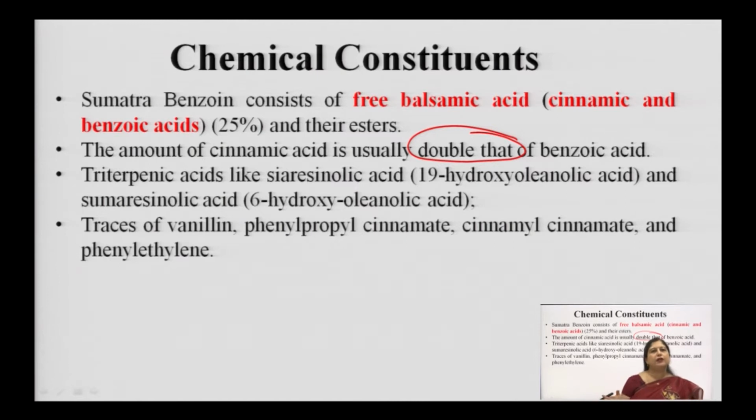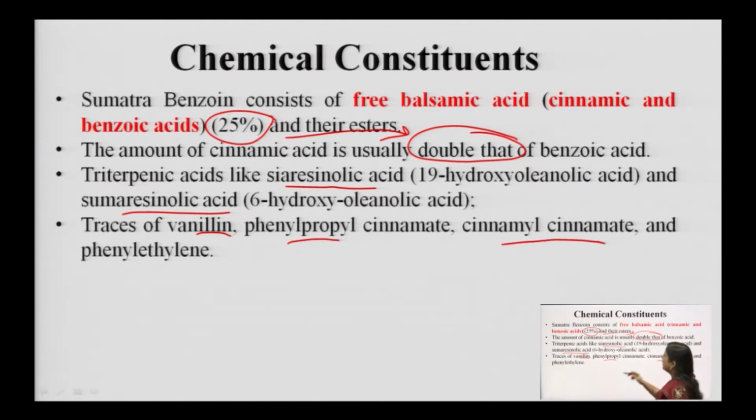So, the entire benzoin has 25% of cinnamic acid and benzoic acid, in which double concentration is of the cinnamic acid and half concentration is of the benzoic acid. Then it also contains certain triterpenoids like Sumaresinolic acid as well as Siaresinolic acid. It also is rich in vanillin, phenyl propyl cinnamate, cinnamyl cinnamate and phenyl ethylene.